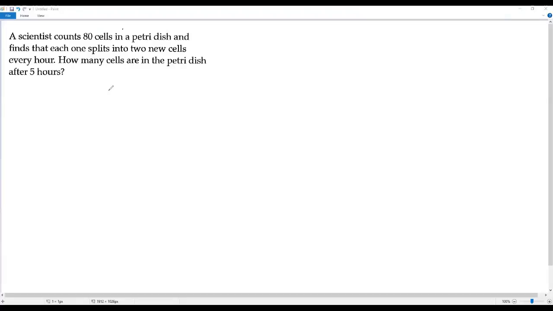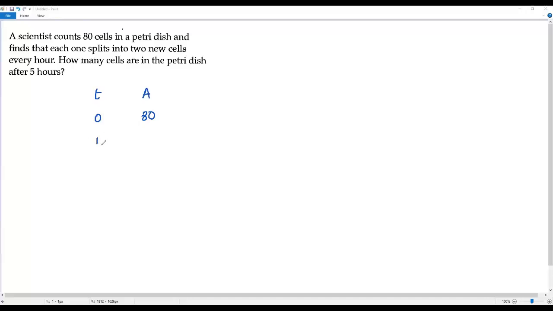Okay, this problem can be solved manually, or we can use the exponential growth formula. Let's try to solve this problem manually. Let me assume t as time and A as the number of cells in the petri dish. When t is equal to 0, that represents the initial time. Initially, how many cells do we have in the petri dish? According to the question, we have 80 cells initially. So when t equals 0, A equals 80, because we have assumed A as the number of cells in the petri dish.